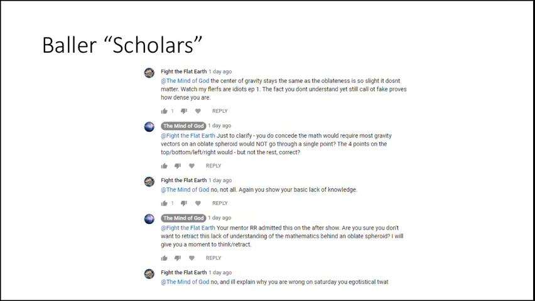I'm like, just to clarify, you do concede the math would require most gravity vectors on an oblate spheroid would not go through the center or a single point. The 4 points on the top, bottom, left, right would, but not the rest, correct? According to Fight the Flat Earth, no, not at all. Again, you show your basic lack of knowledge. I'm like, your mentor, Red's Rhetoric, admitted this on the after show. Are you sure you don't want to retract the statement? This lack of understanding of mathematics behind an oblate spheroid, I will give you a moment to think and retract. Then he's like, no, and I'll explain why you were wrong on Saturday, blah, blah, blah.